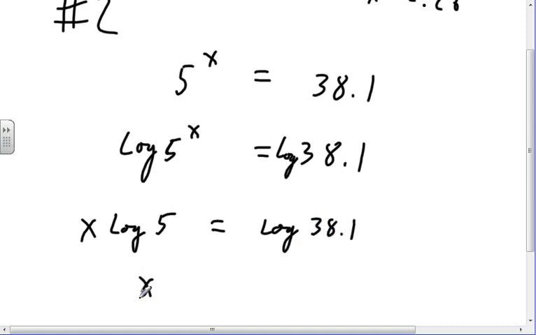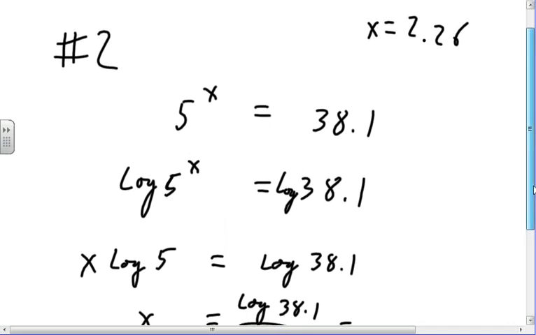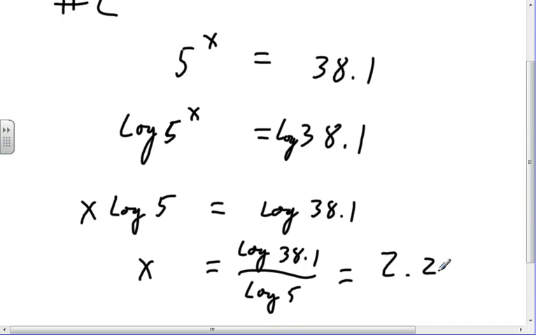So x log 5 equals log 38.1, and then I can divide both sides by log 5. x equals log 38.1 divided by log 5. I can then put it in my calculator, and if I do, I'm going to get 2.26. Log 38.1 divided by log 5 equals 2.26. Wow. Now, was it easier to guess, or was it easier to do that?